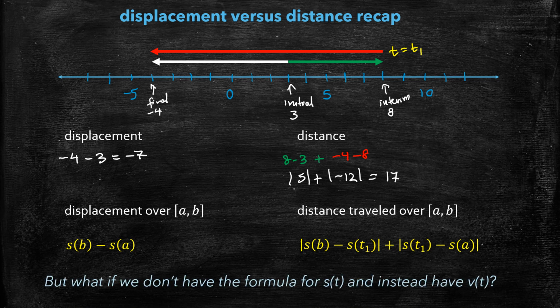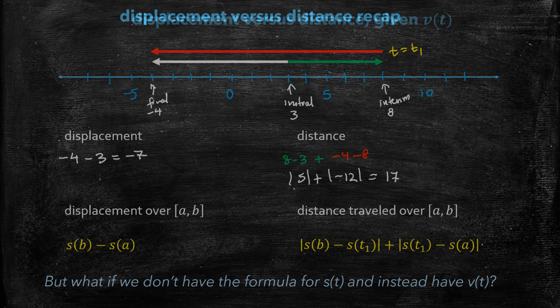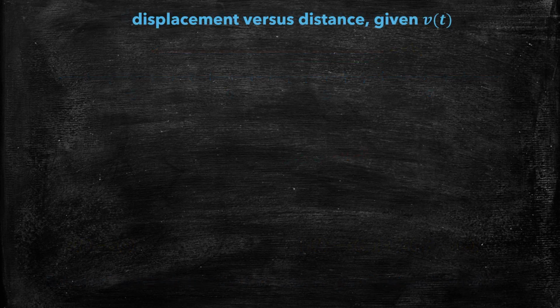But what if we don't have a formula for S of t, as we did when we first encountered particle motion, and instead we only have a formula for the velocity? Well, that's where antiderivatives are going to come into use again. Now we're going to come up with the formulas for displacement and distance when we're given only the velocity of a particle. So we can't do this without our favorite theorem, the FTC part 2. I'm going to write it in reverse, and you'll see why in a moment.